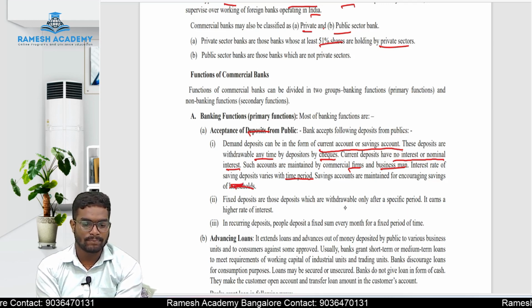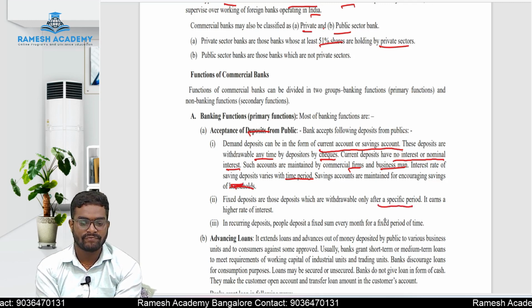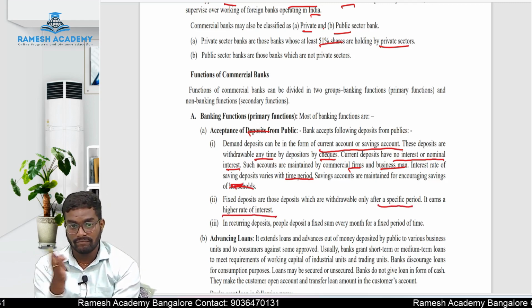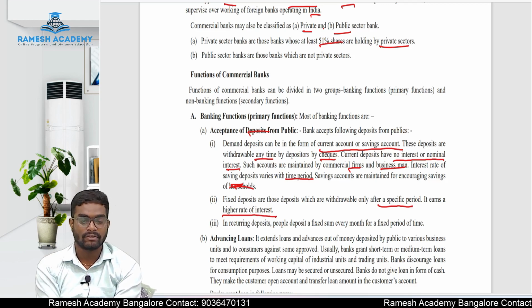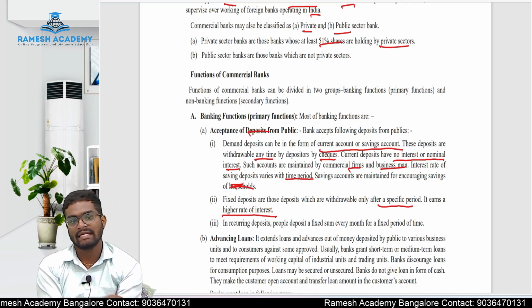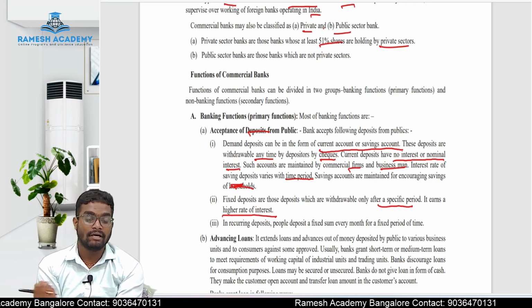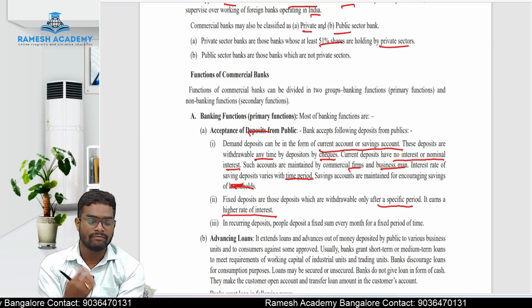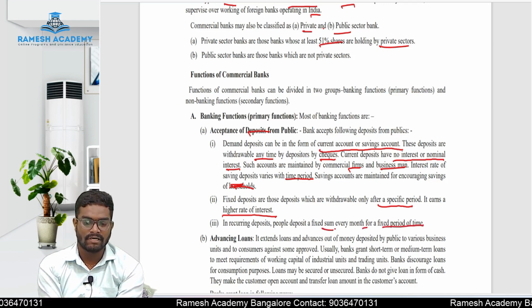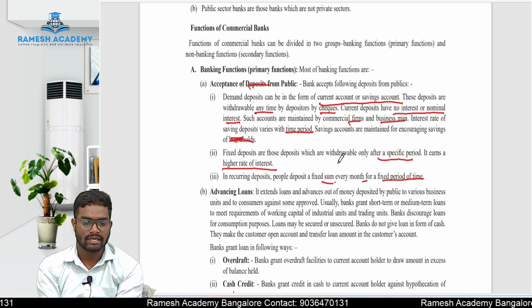Fixed deposits are deposits which are withdrawable only after a specific period. It earns a higher rate of interest. So the rate on FD will be higher than the savings account, because you will not ask the bank for money for a certain period of time. So the bank can invest in other things, and the return which they get, they will give higher to the account holders. Recurring deposit is a fixed sum every month for a fixed period of time. So this is the recurring deposit.